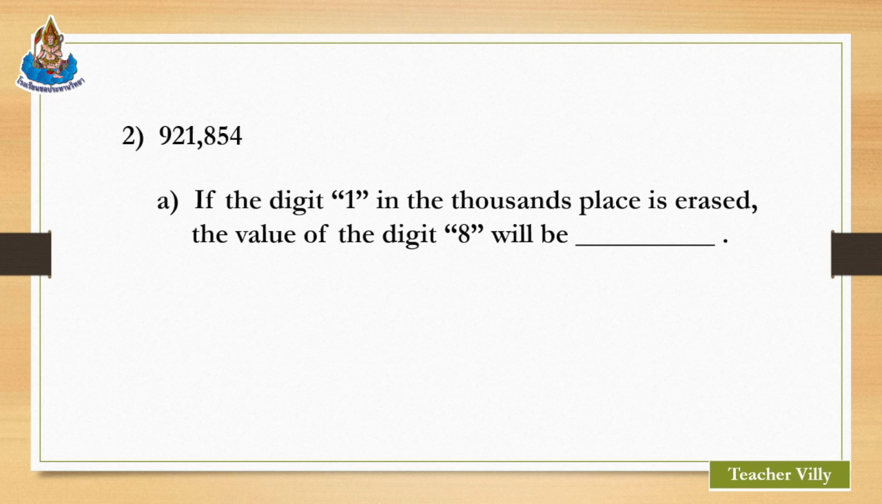Number 2. We have the number 921,854. Letter A. If the digit 1 in the thousands place is erased, the value of the digit 8 will be. So what will be the value of the digit 8 if we erase the digit 1? 30 seconds. Timer starts now.